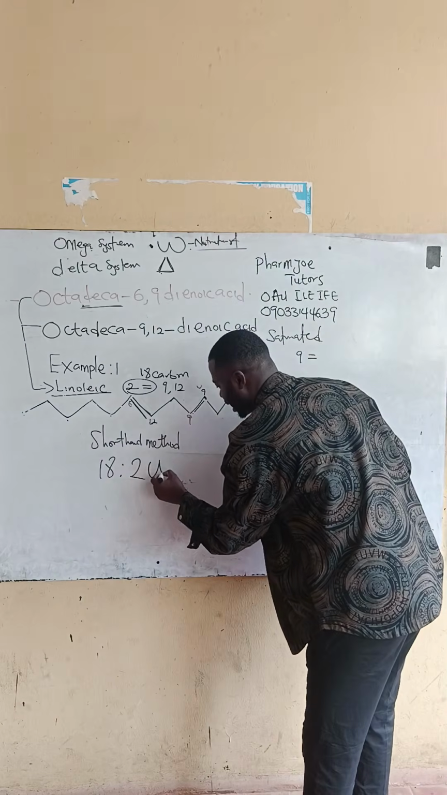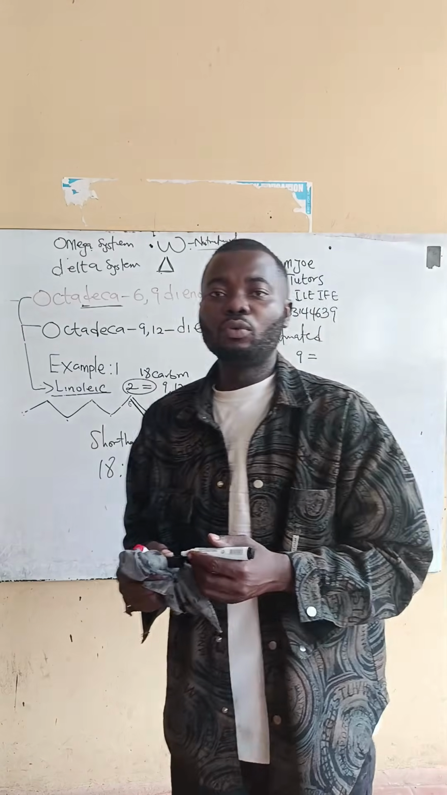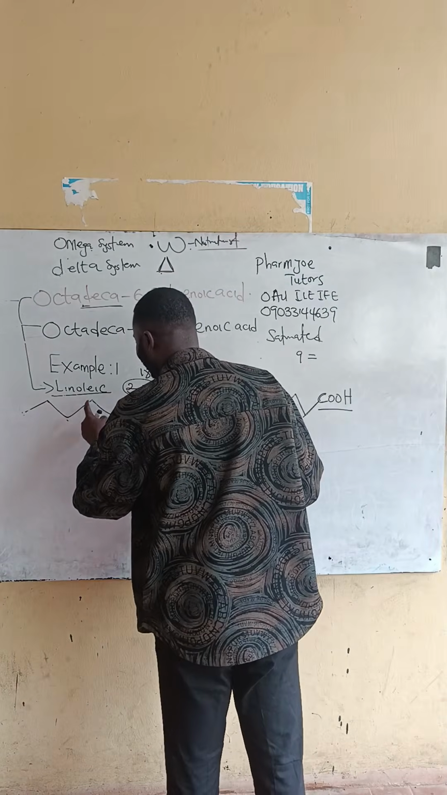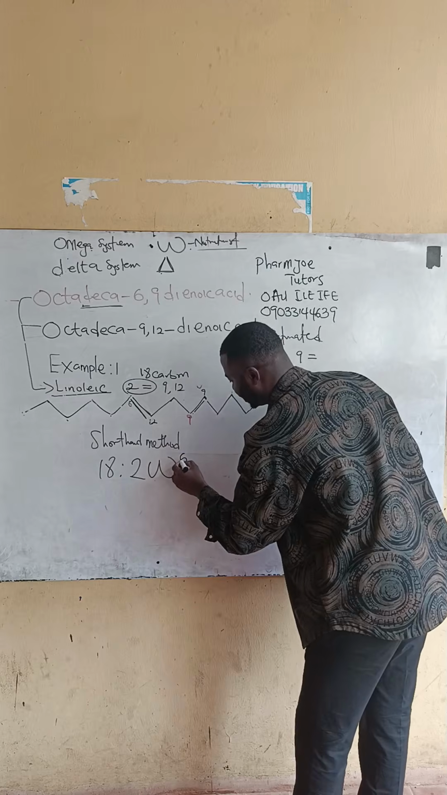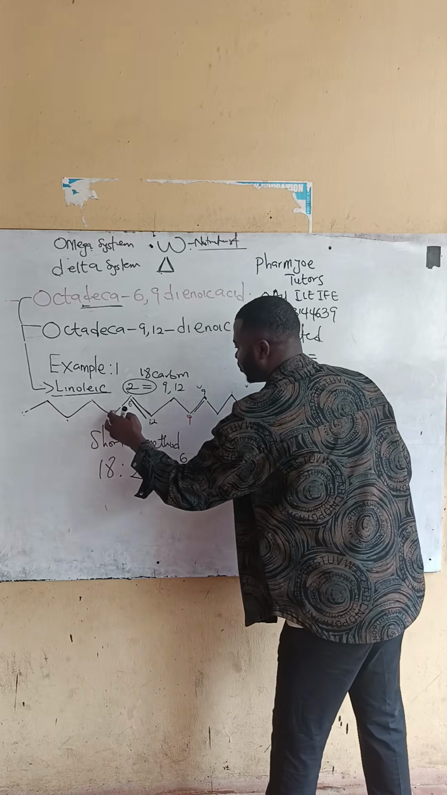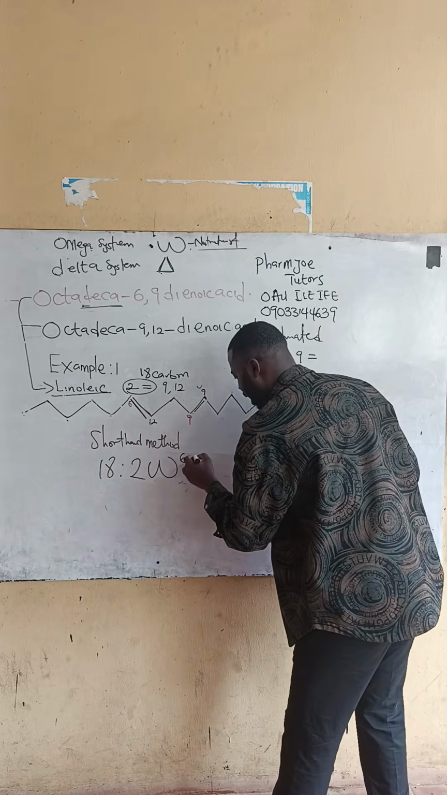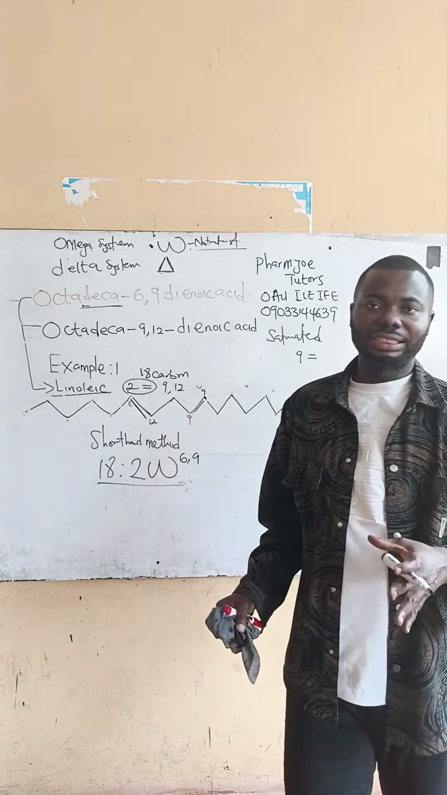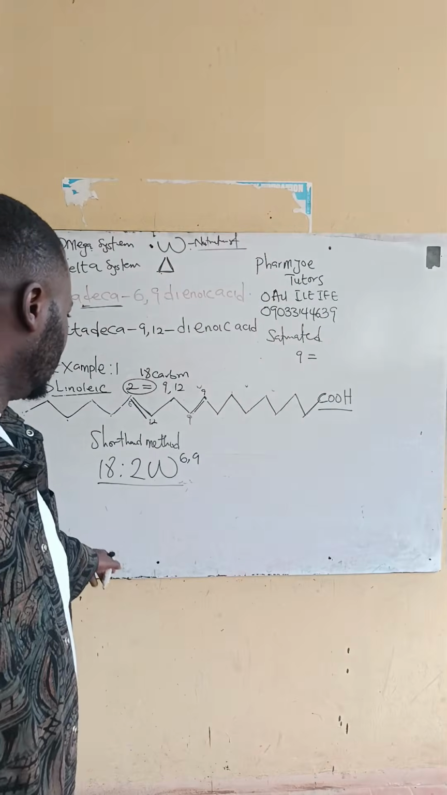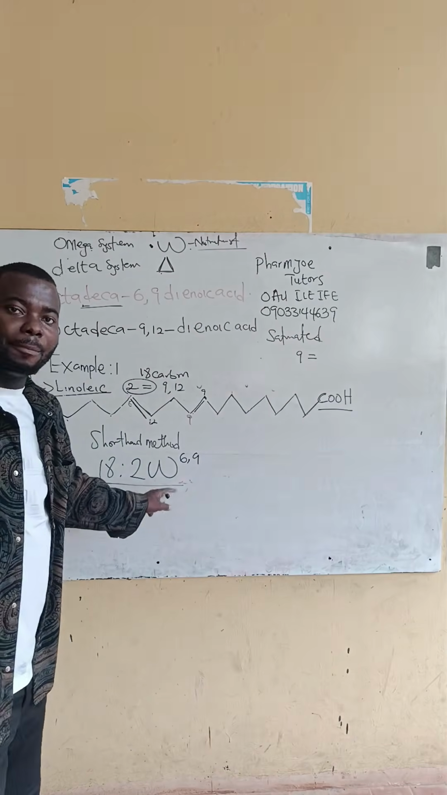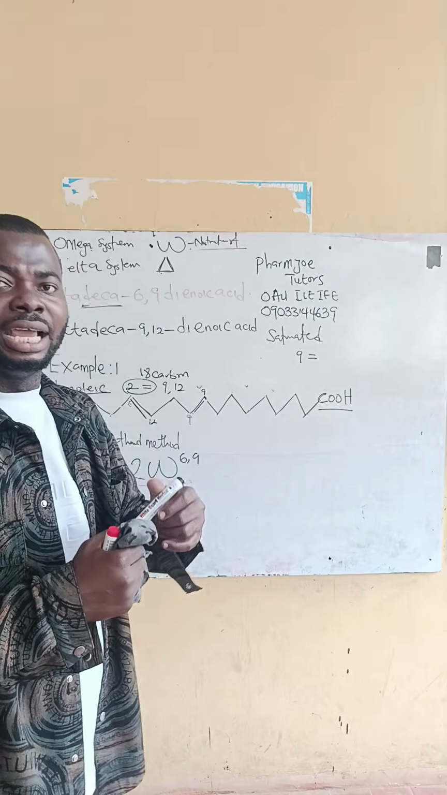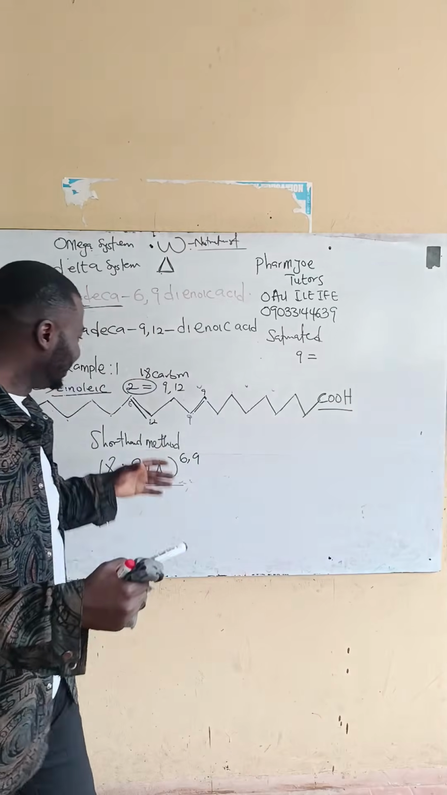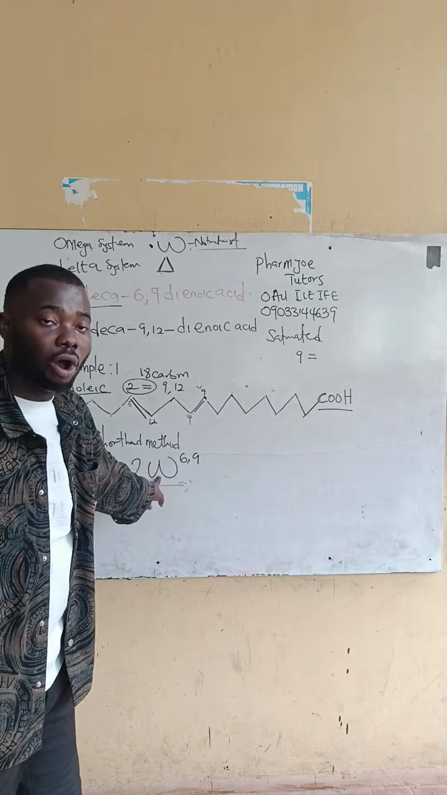Then you say omega. Now, anytime you use the word omega, you should know that you are counting from the back. So 1, 2, 3, 4, 5, 6. Omega 6. 1, 2, 3, 4, 5, 6, 7, 8, 9, 9. So immediately anybody writes this to you, you understand that if you want to draw this structure, it is an omega. Meaning I'm going to draw it having in mind that whenever a nutritionist wants to draw their structure, they start counting from the back, because I saw omega.